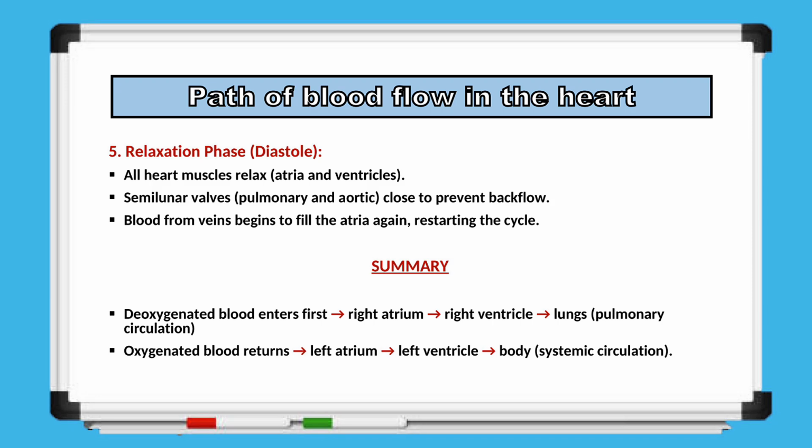To summarize, deoxygenated blood enters the right atrium, moves into the right ventricle, and is sent to the lungs through pulmonary circulation. Oxygenated blood then returns to the left atrium, flows into the left ventricle, and is pumped out to the entire body through systemic circulation. This continuous cycle ensures that oxygen and nutrients are delivered efficiently to every part of the body.